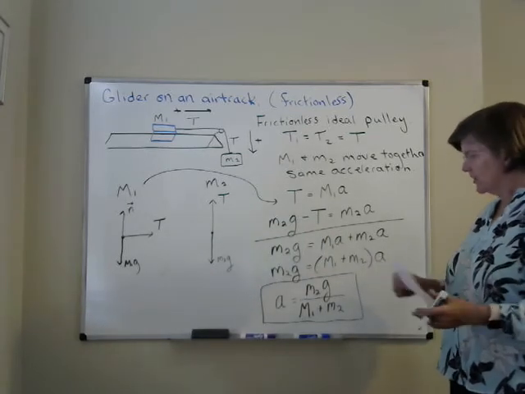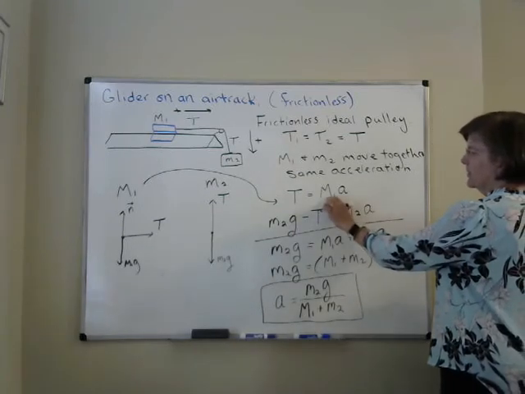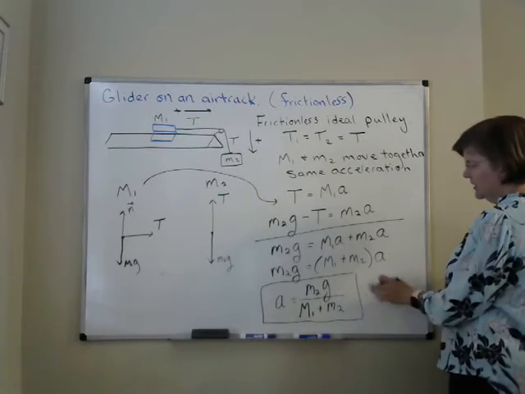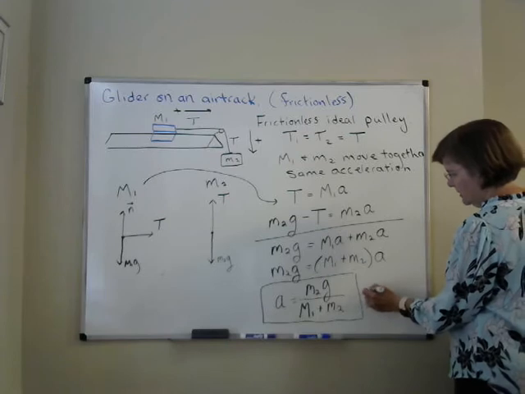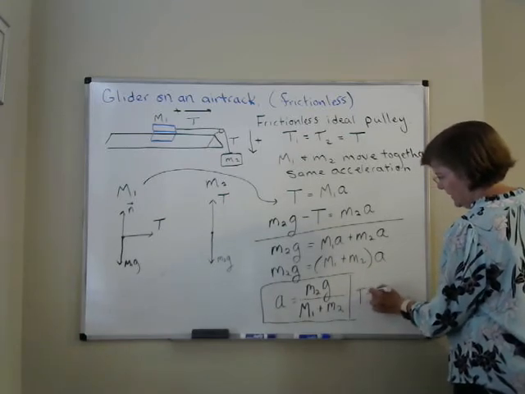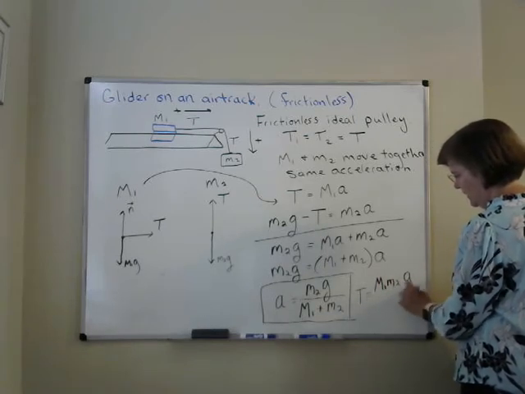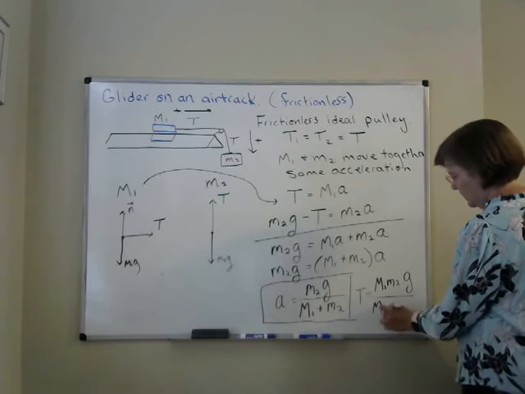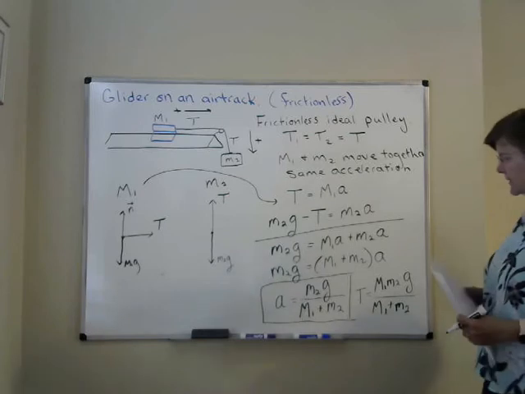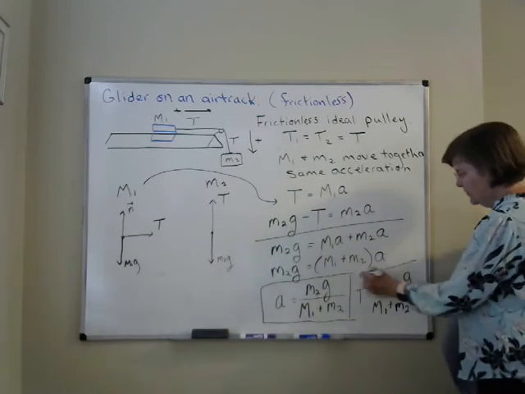Oh, we didn't answer the question about the tension in the rope. Well, the tension in the rope is really easy, because the tension in the rope is just mass 1 times the acceleration. So if I want the tension, it is simply M1 M2 times g over M1 plus M2. All I did was take this answer, multiply it by M1, and that gave me an equation for the tension in the string.